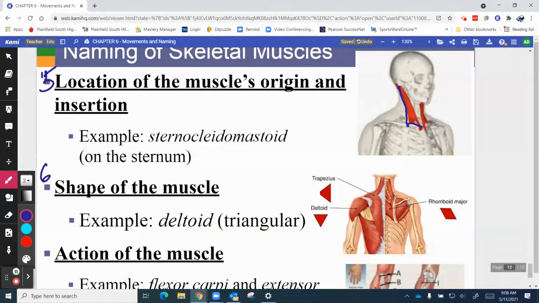All right, we can do shape. Best one here is the deltoid. It's kind of a triangular shaped muscle that we have here in the arm.